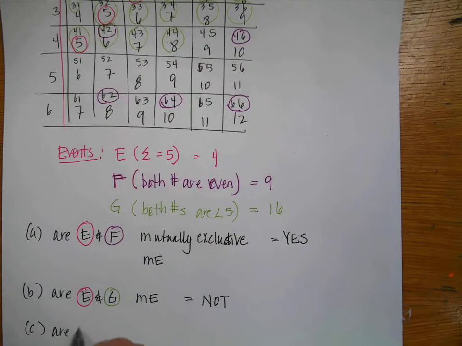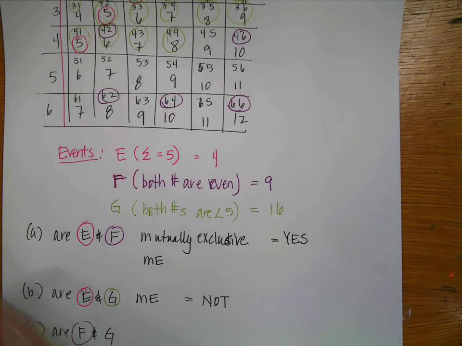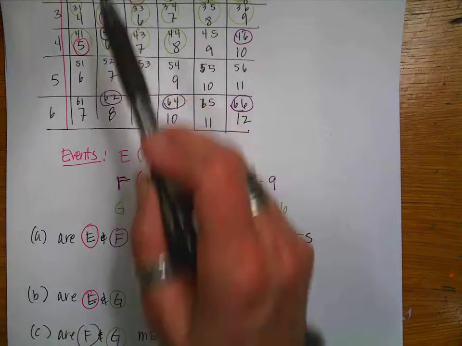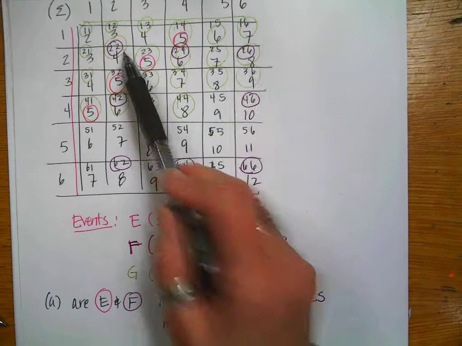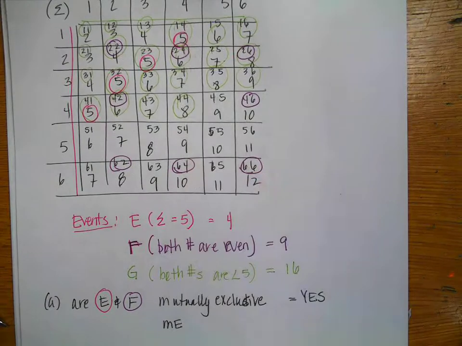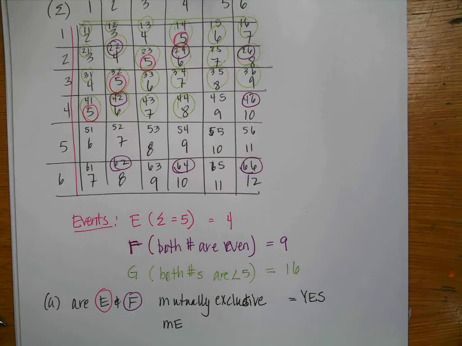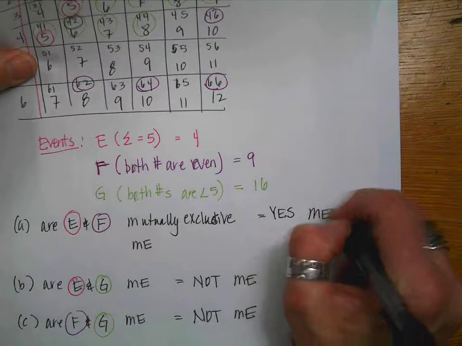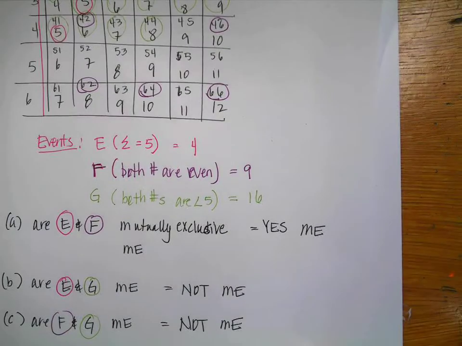And then for C, I want to know, are F and G. So F was purple and G was green. So are those two colors mutually exclusive? So I'm looking, do I have any purple and green overlap? And indeed I do. There's one, there's one, there's one. So these are also not mutually exclusive. And we'll add a yes, mutually exclusive.